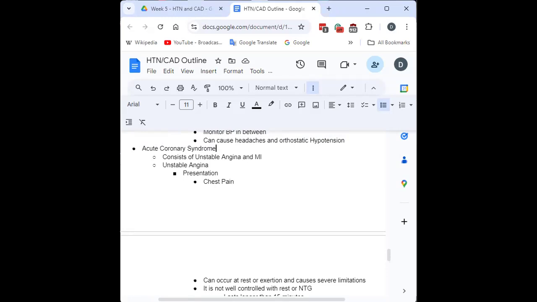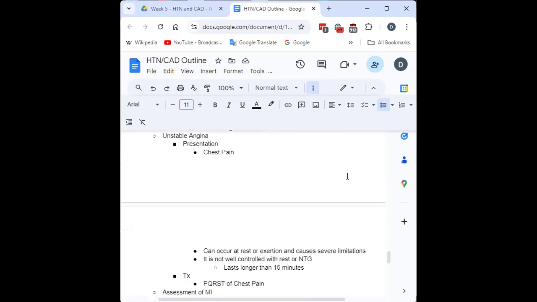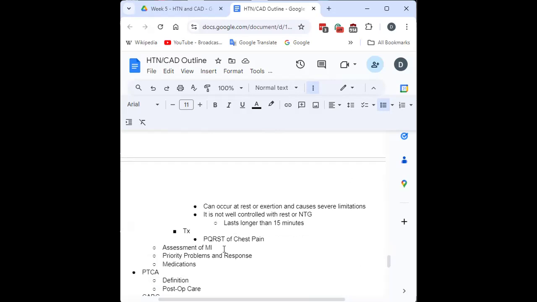Yes, that's pretty much how they teach it at this level. Did you guys learn the subdivision between STEMI and NSTEMI? Oh, they did? That's actually what we're going to talk about next. Okay, cool. Kind of just the PQRST of chest pain.